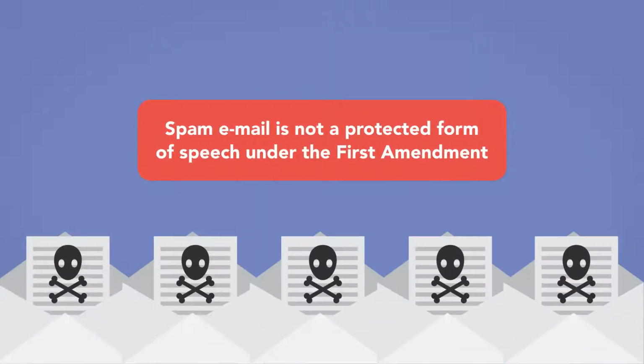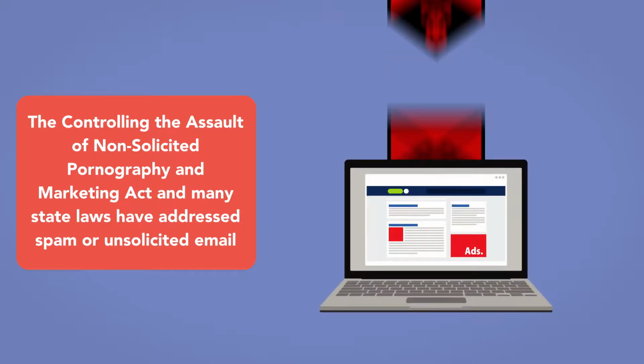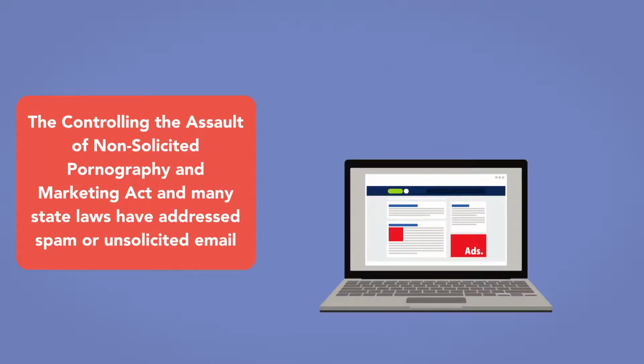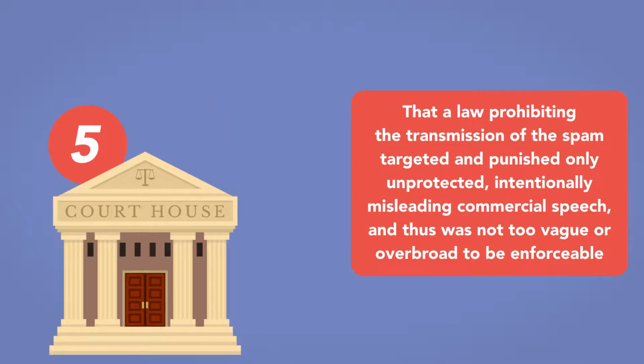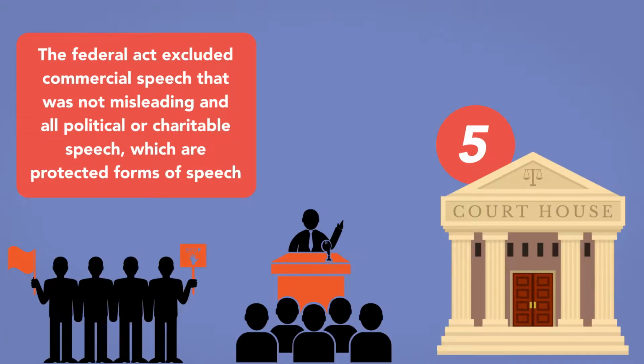Finally, spam email is not a protected form of speech under the First Amendment. The Controlling the Assault of Non-Solicited Pornography and Marketing Act and many state laws have addressed spam or unsolicited email. The Court of Appeals for the Fifth Circuit held that a law prohibiting the transmission of spam targeted and punished only unprotected, intentionally misleading commercial speech, and thus was not too vague or overbroad to be enforceable. The federal act excluded commercial speech that was not misleading and all political or charitable speech, which are protected forms of speech.